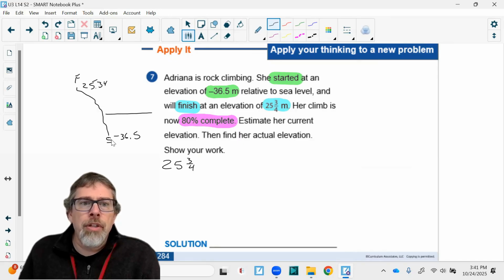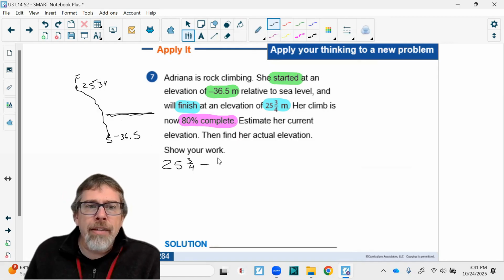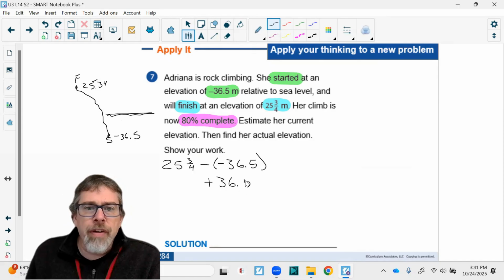I'm just going to draw a picture here. This is where we start. This is where we're going to finish. This is sea level. I want to know how far apart these are. You subtract. And so minus a negative 36.5 is going to turn into plus 36.5. However, I can't add yet. I need to convert these so the decimal places match.